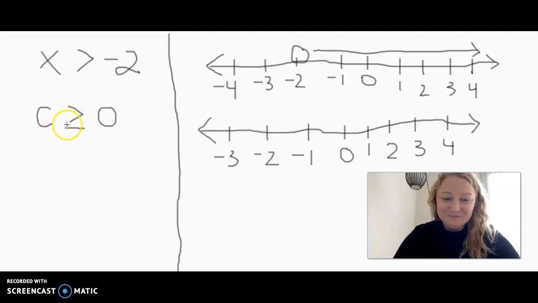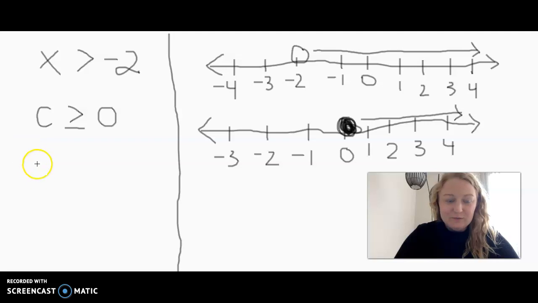Let's take a look. It's greater than or equal to 0, so it could be 0, or it could be anything larger than 0. So I'm going to find 0, and I'm going to put my circle, but I'm going to make my circle closed, meaning I'm going to color it in, because c could be 0, or it could be anything greater than 0.